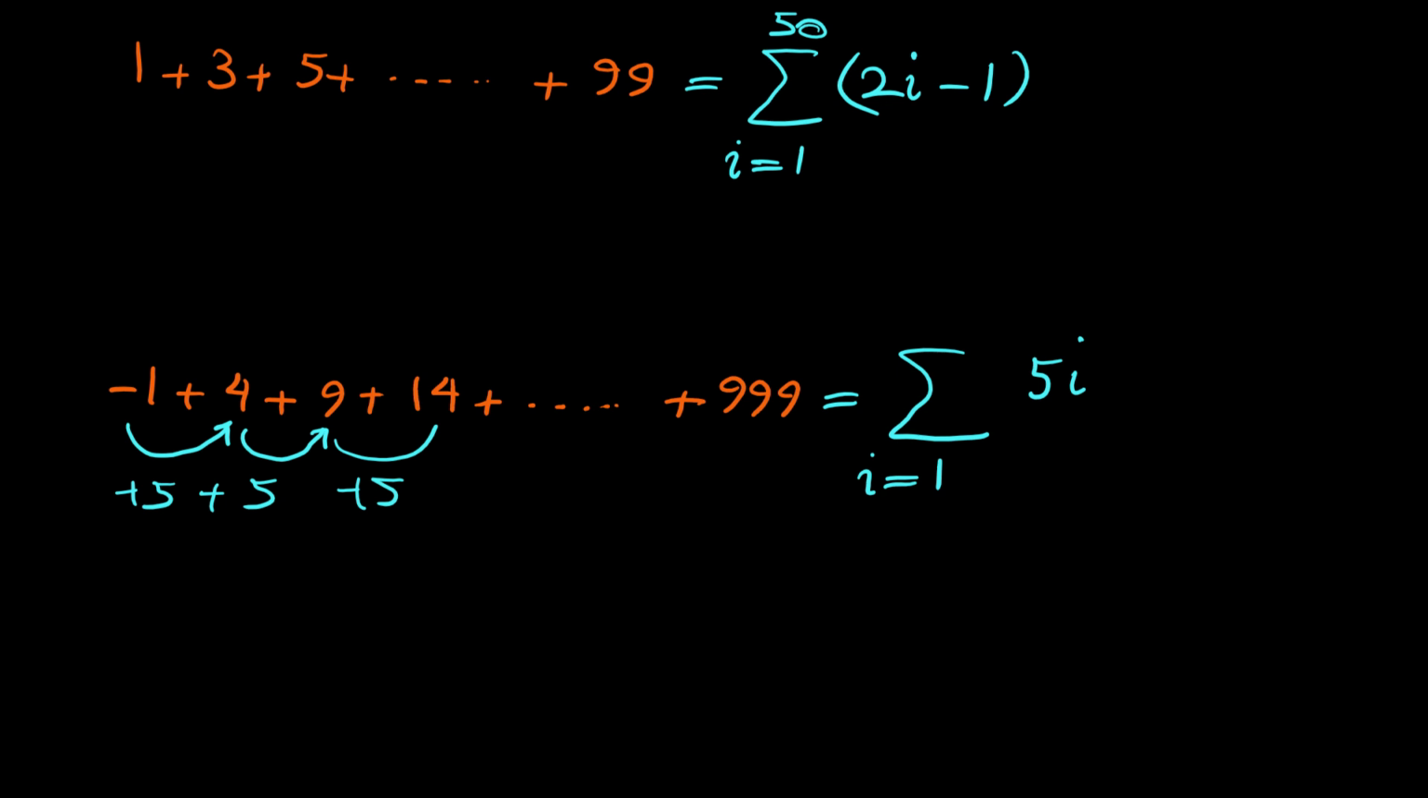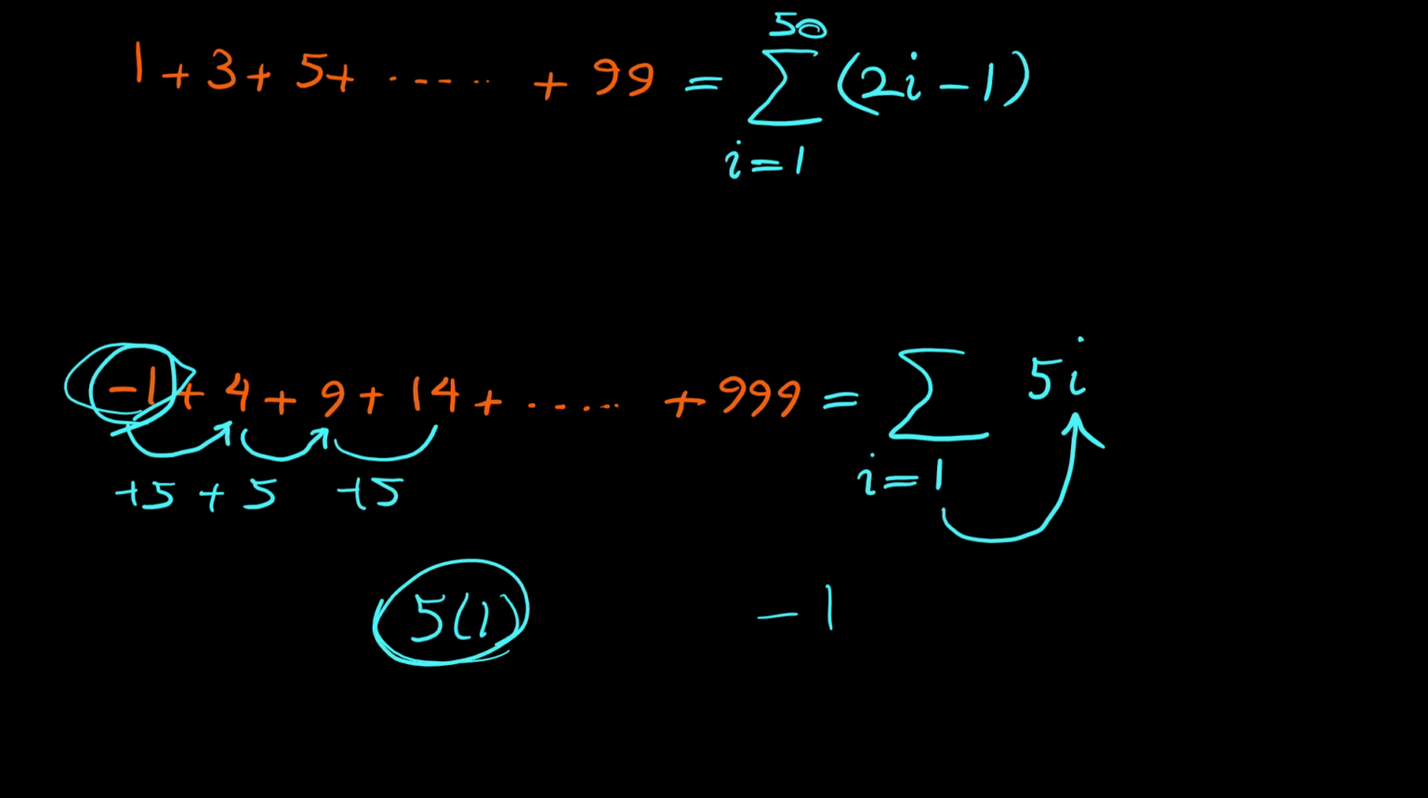But it's clear that 5i doesn't work, because if you plug in 1 here, 5 times 1 would be 5, but we want negative 1. How can we fix that? We have to subtract a value from 5i. Because when we plug in 1, we have 5, but we want to have negative 1. What number do I have to subtract from this that gives me negative 1? 6 units. 5 times 1 minus 6 is negative 1.